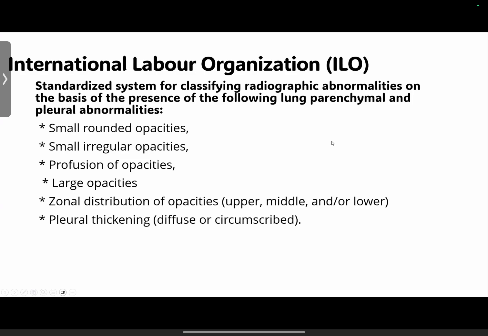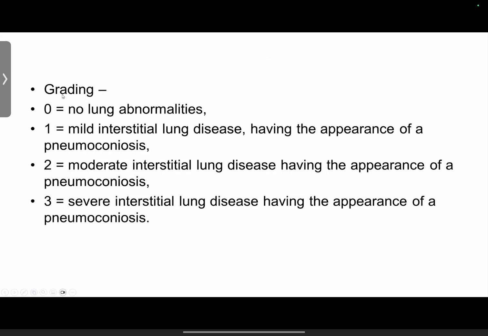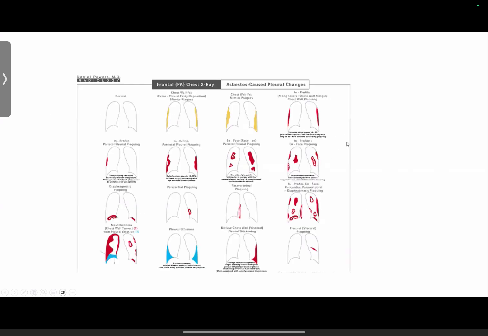And let's just go on to the next slide here. The grading system that they use is 0, no lung abnormalities, 1 mild pneumoconiosis appearance, 2 moderate pneumoconiosis, and 3 severe interstitial lung disease having appearance of severe pneumoconiosis. So it's very complex, and I'm only going to show you just a few diagrams that I was able to find. The training program has many, I don't know, maybe 50 or so diagrams that evaluate the disease process.